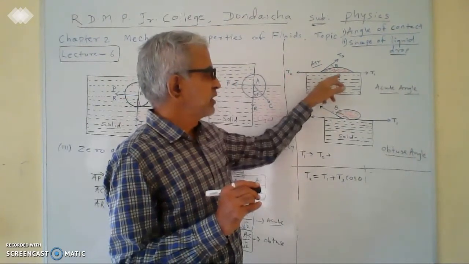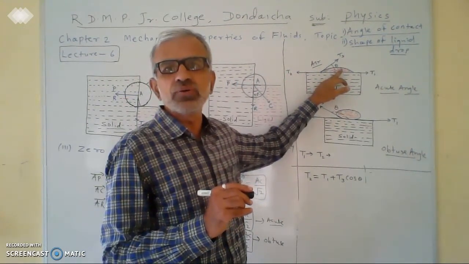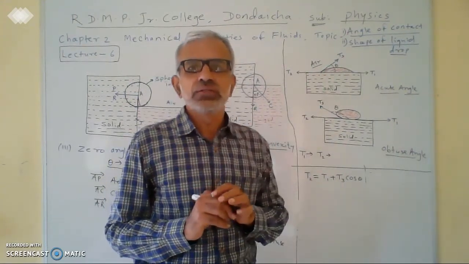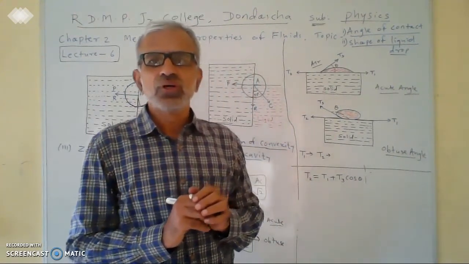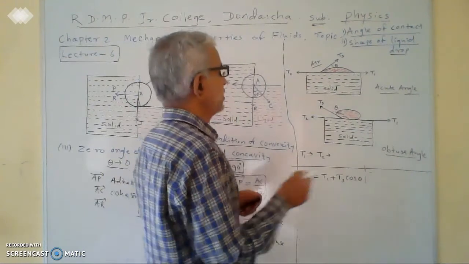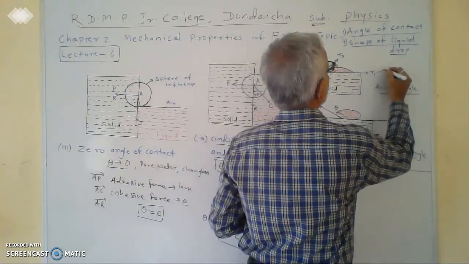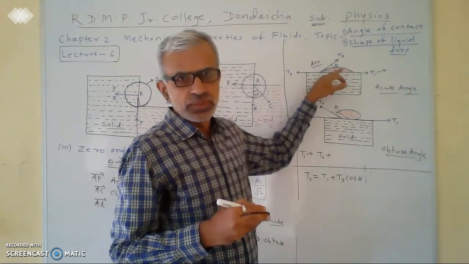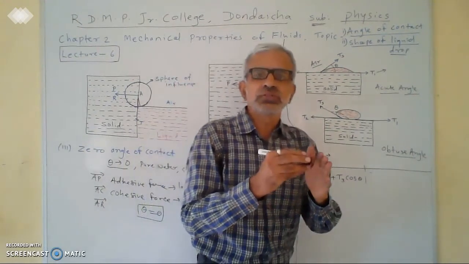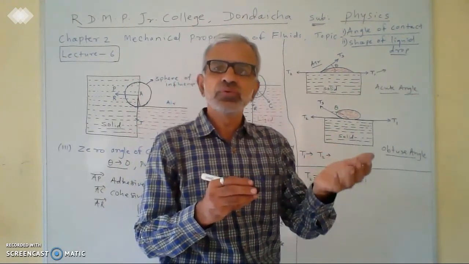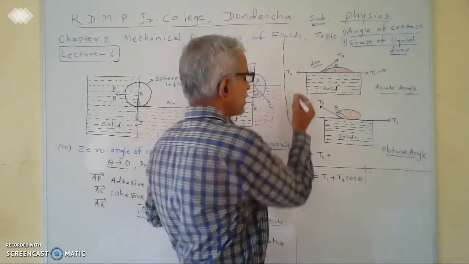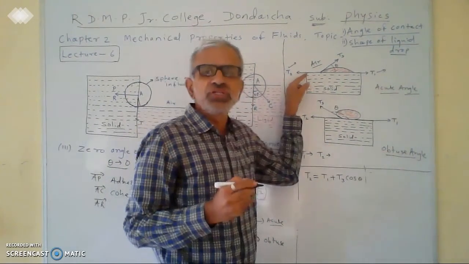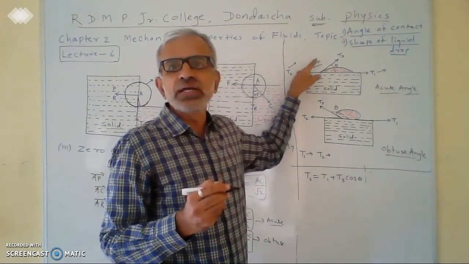In this figure, red is the drop of the liquid, and this is the solid surface. There are three forces acting on this liquid drop. First force is T1. T1 is the force due to the surface tension between solid and liquid. Means because of the surface tension of the solid and liquid, there will be a force, which is T1. Then T2 is the force which is due to the surface tension between solid and air.